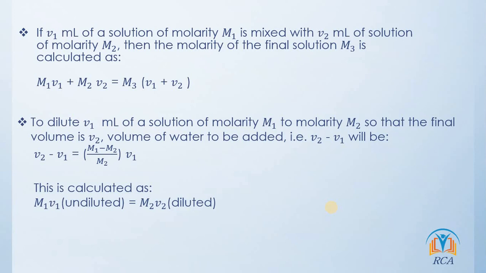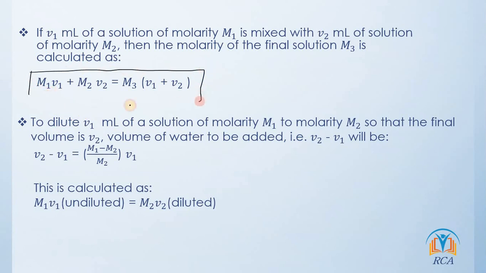What is the next key point? That if V1 ml of a solution of molarity M1 is mixed with V2 ml of a solution of molarity M2, then the molarity of the final solution M3 will be what? It will be M1 V1 plus M2 V2 is equal to what? M3 into V1 plus V2.